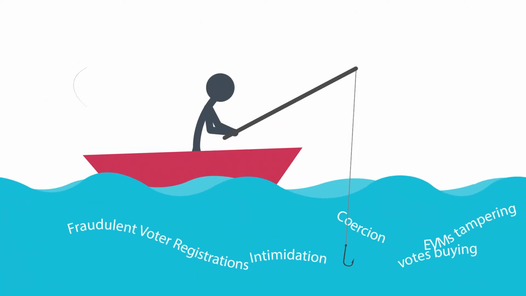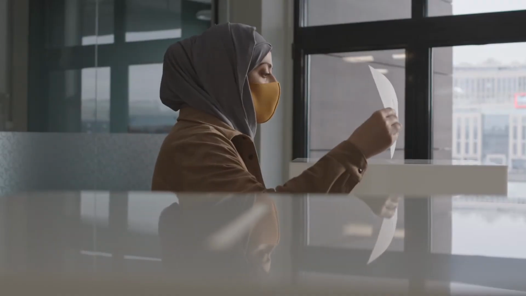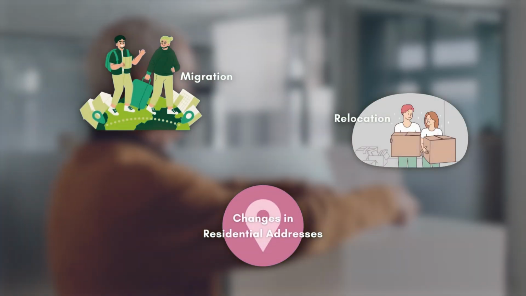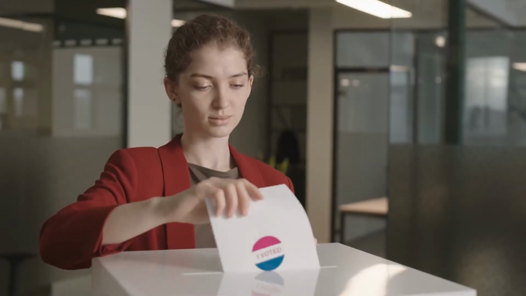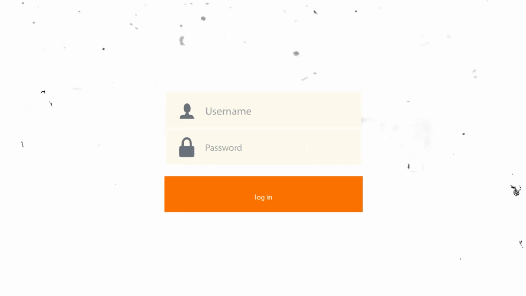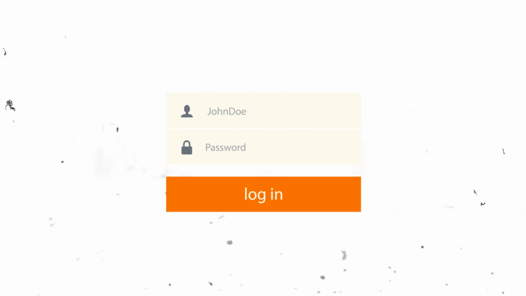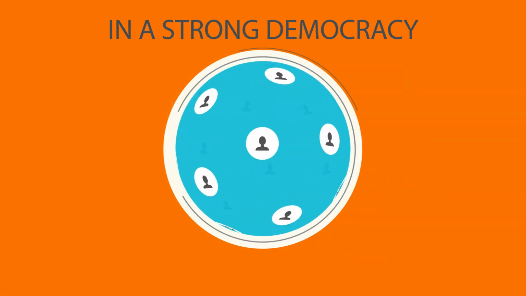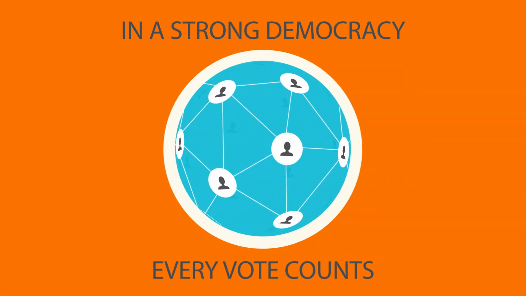However, these are just the scratch of the surface of voter fraud and malpractices. Additionally, factors such as migration, relocation, or changes in residential addresses can further complicate voter registration and lead to disenfranchisement. By verifying voter registration status, updating information as needed, and actively participating in the electoral process, individuals like us can ensure that our voices are heard and our votes count.